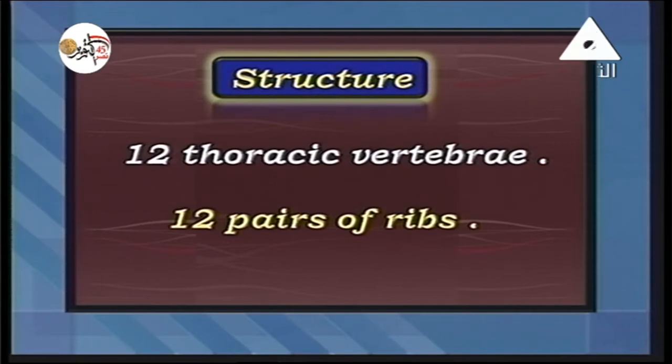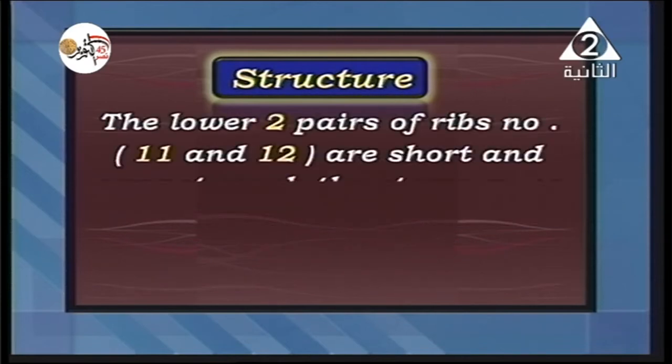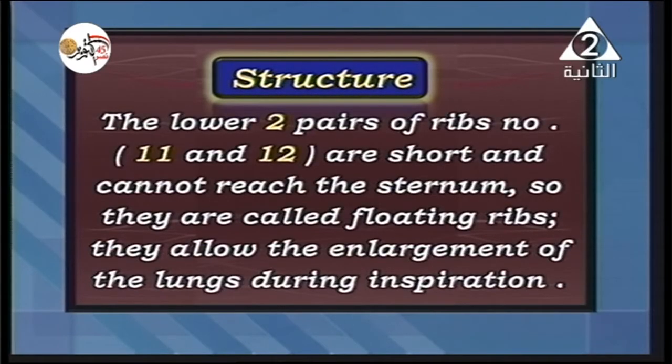Who can tell me about the connection before starting? Perfect. All ribs are connected posteriorly to the thoracic vertebrae, while only the first 10 pairs from the front side are connected with the sternum bone. The lower two pairs, 11 and 12, are short and cannot reach the sternum, so they are called floating ribs, and they have an important role during the inhalation and exhalation process. Let's show something on video.